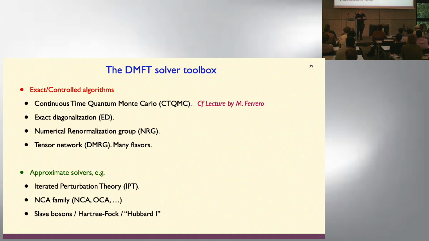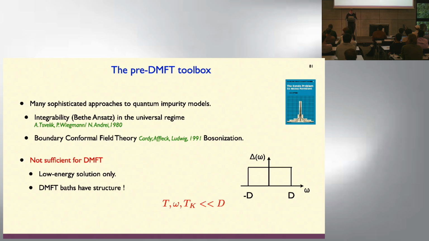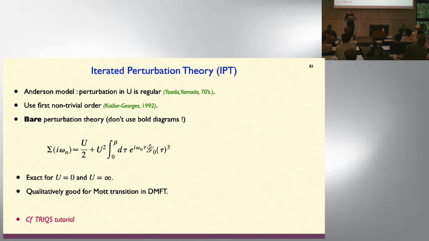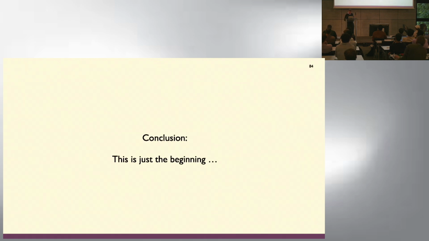In addition to that, there is a large list of approximate solvers. You will see one later in the exercise, which is iterated perturbation theory, which is just taking the first diagram of the self-energy at the lowest order, and many other approximate solvers like the NCA family, or even more basic ones. That I've already explained before. That I will show you later.